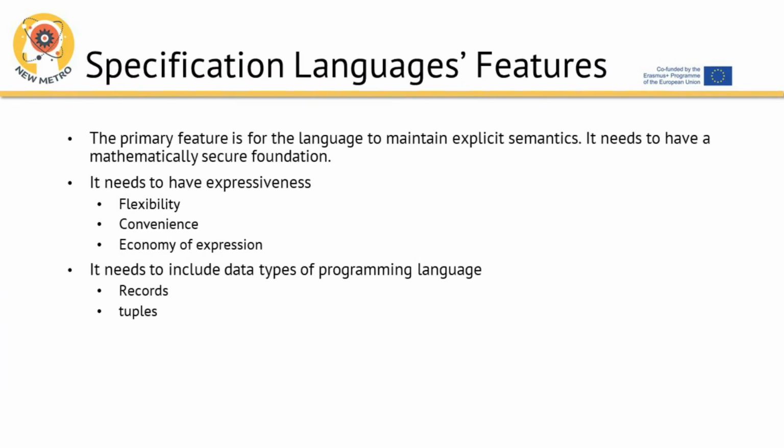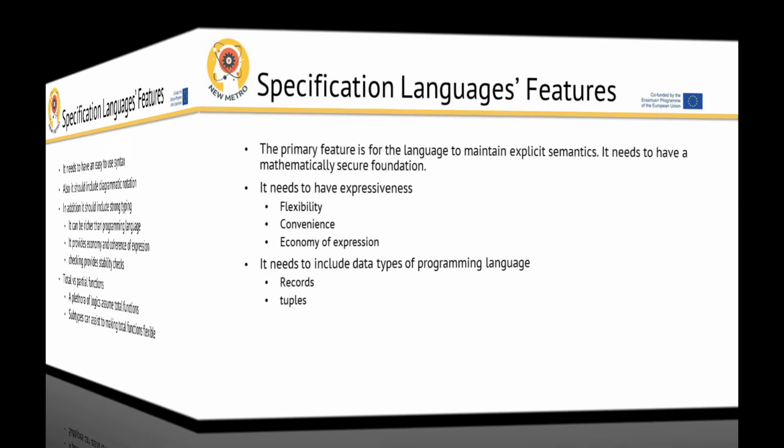Specification language features. The primary feature is for the language to maintain explicit semantics. It needs to have a mathematically secure foundation. It needs to have expressiveness, flexibility, convenience, economy of expression. It needs to include data types of programming language: records, tuples.